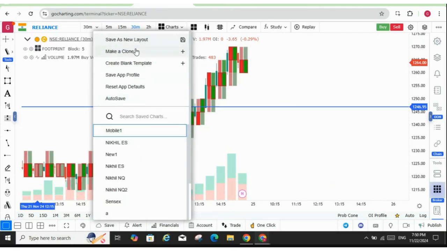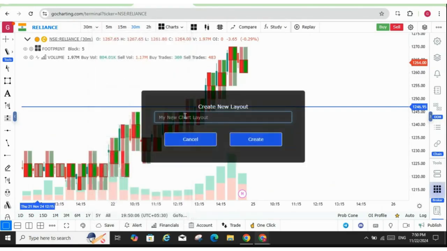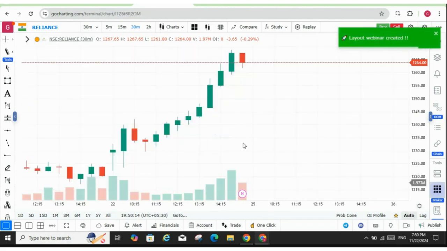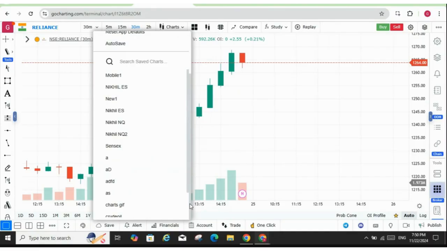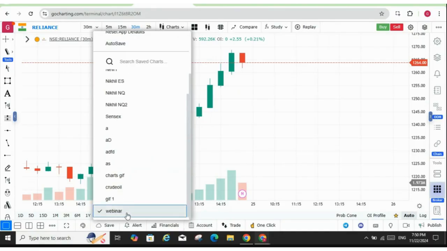So suppose you create a blank template. You give it some name, say for example test, or you can say webinar. So we have created this layout. Now guys, this is very important. This layout is created, and whatever work you are going to do will be saved in this webinar layout.